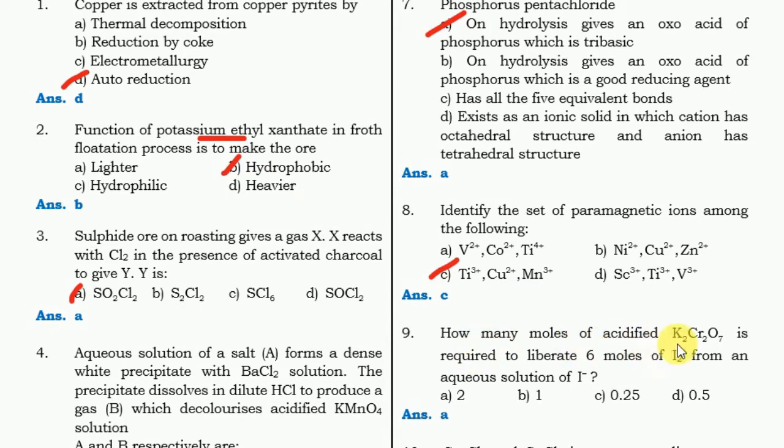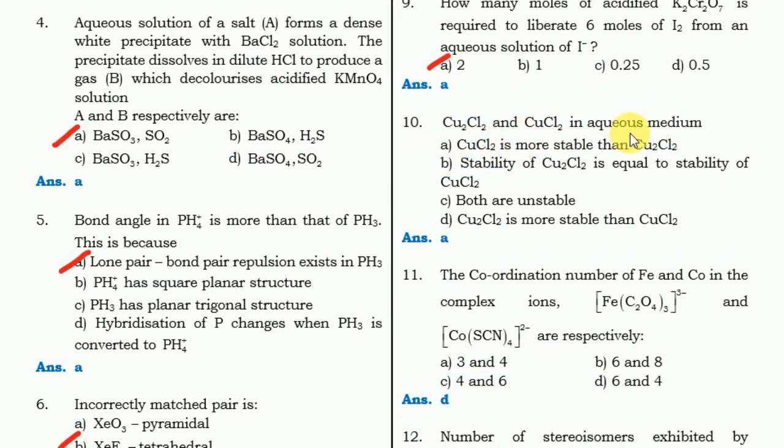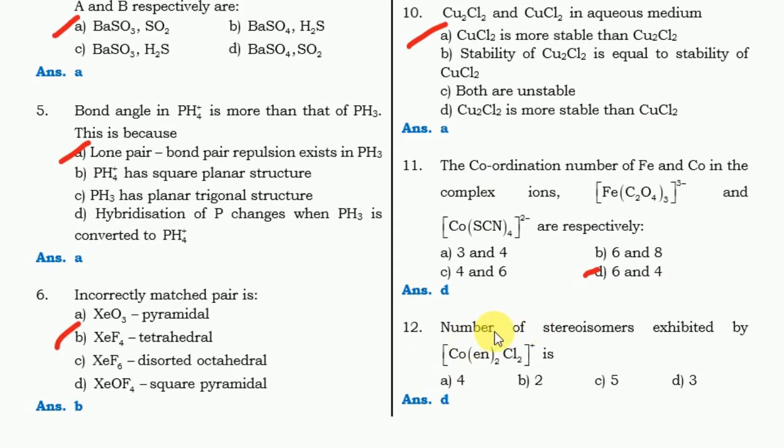Okay, next for this question: aqueous medium. For this one option A is the correct one. Okay, next one: the coordination number of Fe and CO. For this one the correct answer is 6 and 4. Okay, next question: number of stereoisomers exhibited by. For this question option D, 3 is correct.